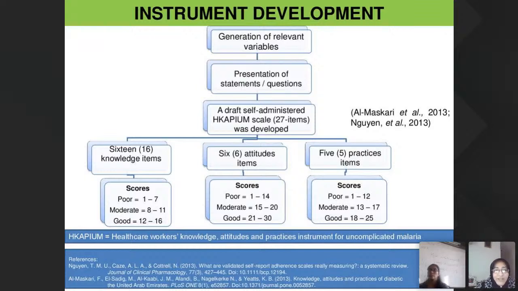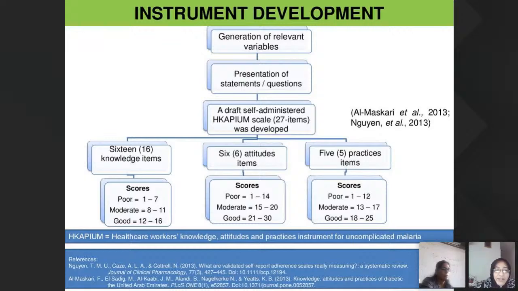You can see here the total score. For the knowledge items, if they score 1 to 7, we categorize as poor, 8 to 11 as moderate, and 12 to 16 as good. For attitude, 1 to 14 is poor, 15 to 20 is moderate, and 21 to 30 is good. For practice, 1 to 12 is poor, 13 to 17 is moderate, and 18 to 25 is good. So we already defined the construct domains, which are knowledge, attitude and practice, and these are the scoring.